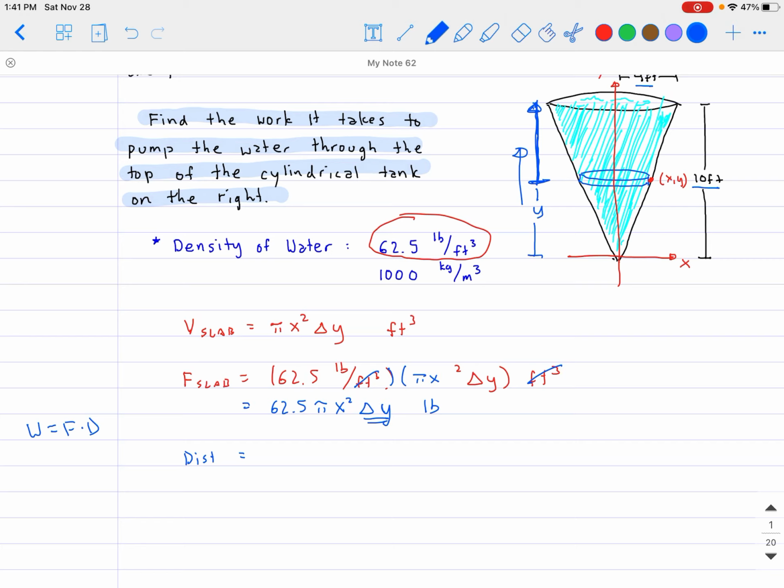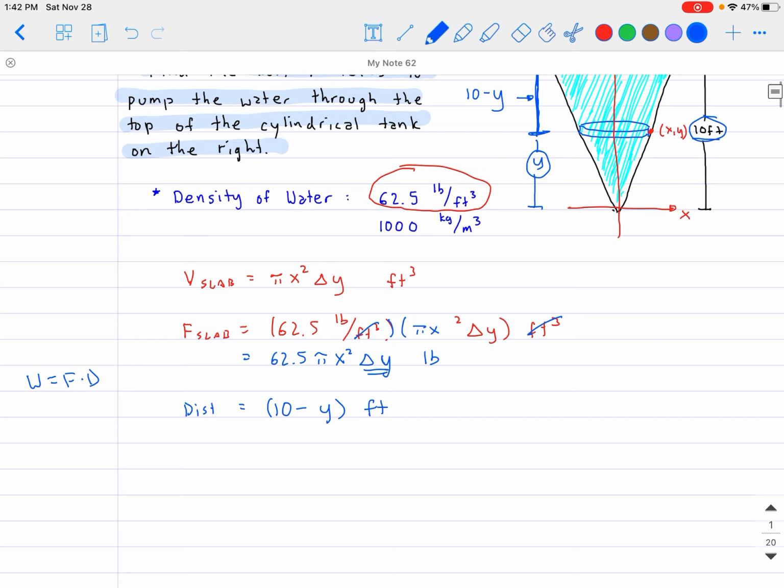10 is going to be the entire distance vertically. So if this is y right here, and the whole thing is 10, then the distance it has to travel is 10 minus y. So that is what I'm going to put over here. The unit for that one is going to be feet. Looking at my force and my distance, if I multiply those two together, we get foot-pounds, which gives us the work that we need.